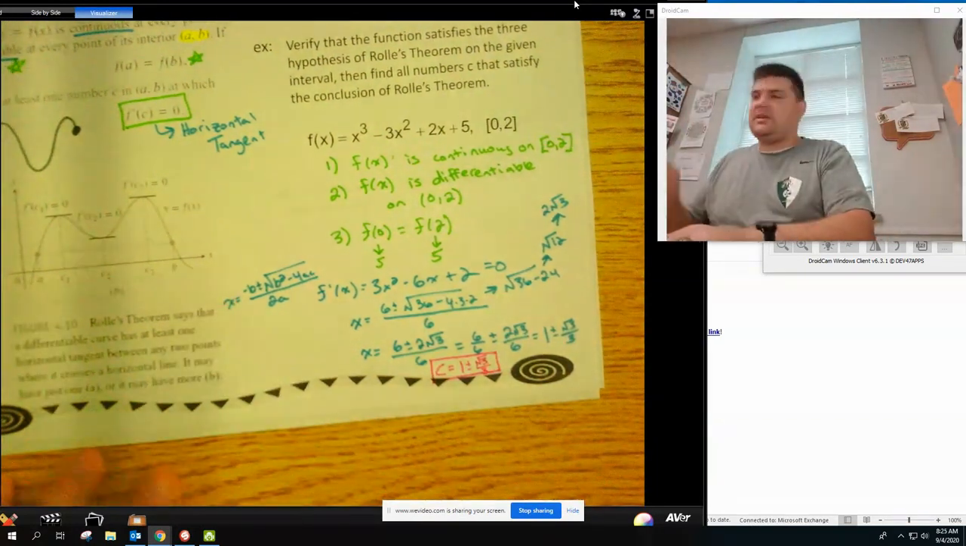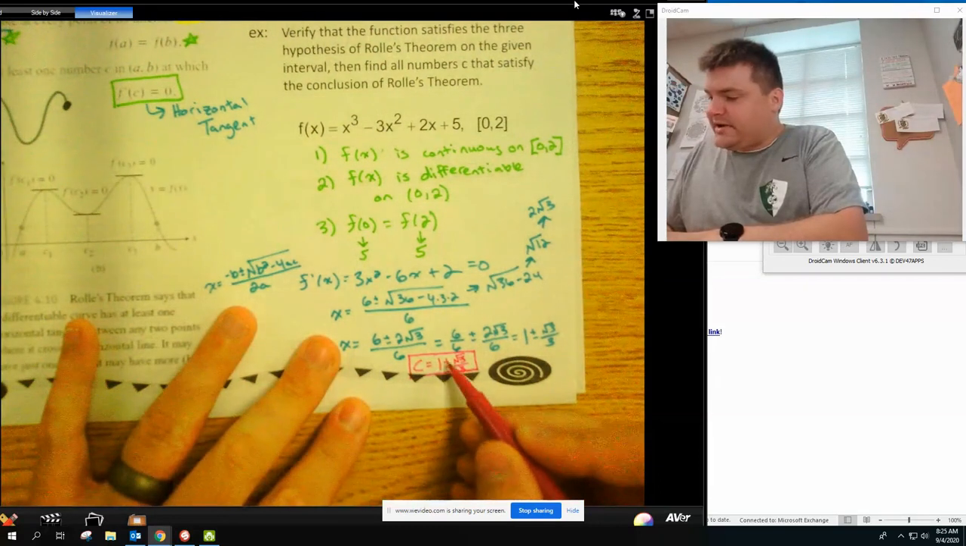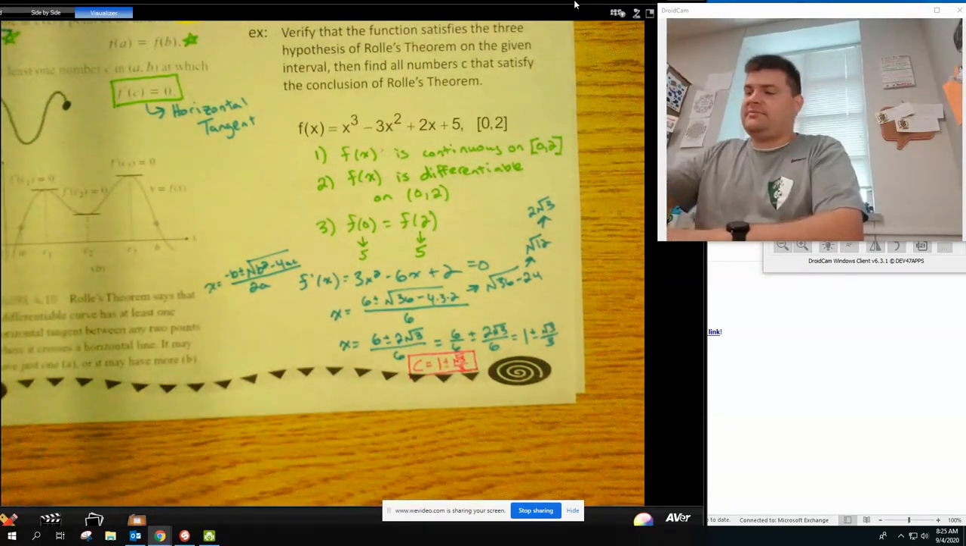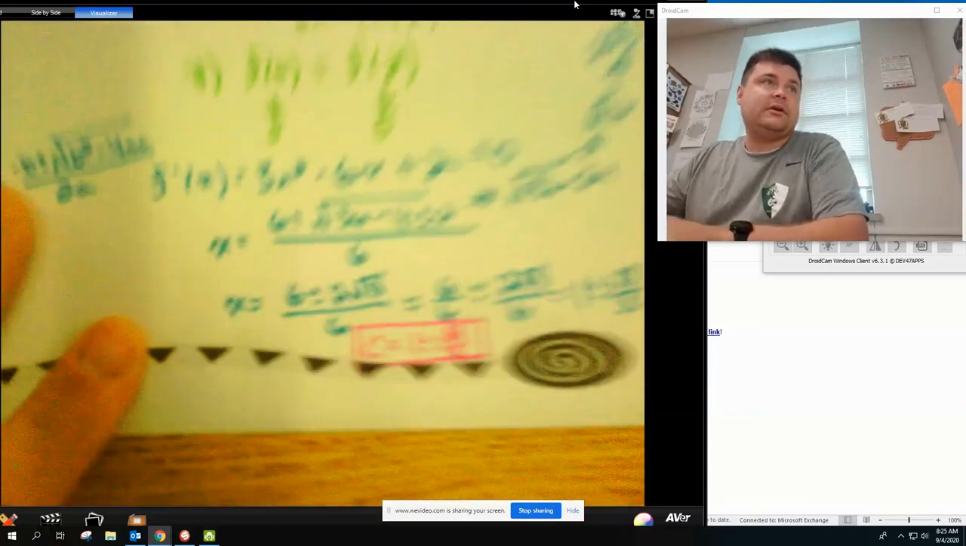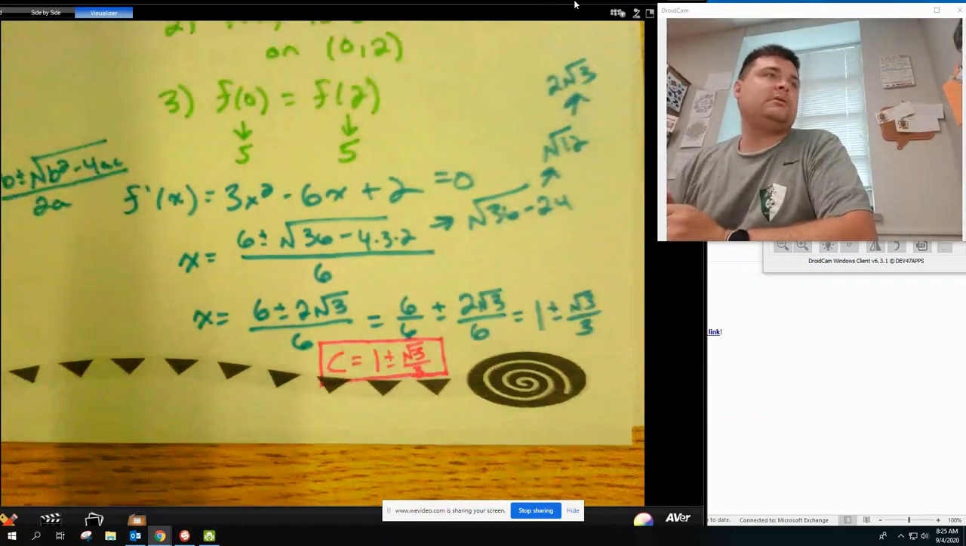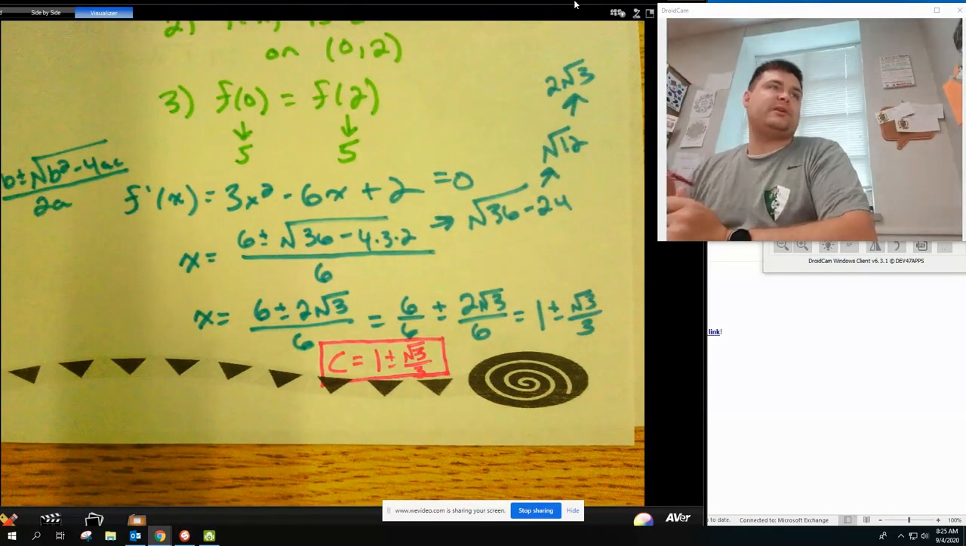Okay, it's kind of hard to read there, but that is 1 plus or minus root 3 over 3. Okay, a little bit. I don't really need that much better. Okay, that's much better. It's more clear.